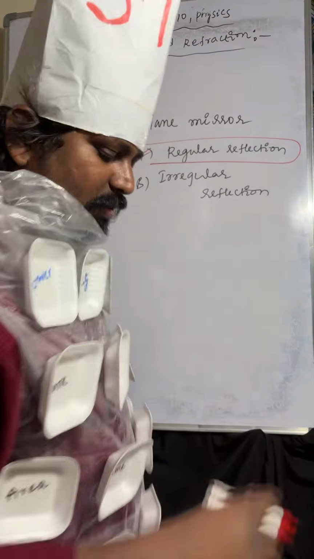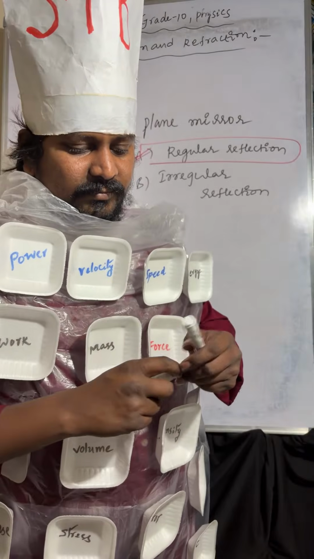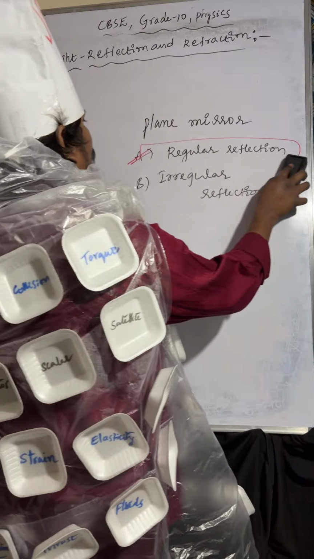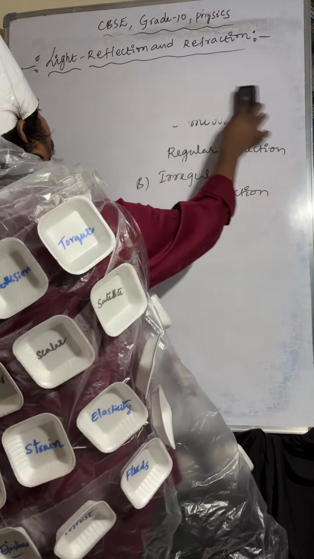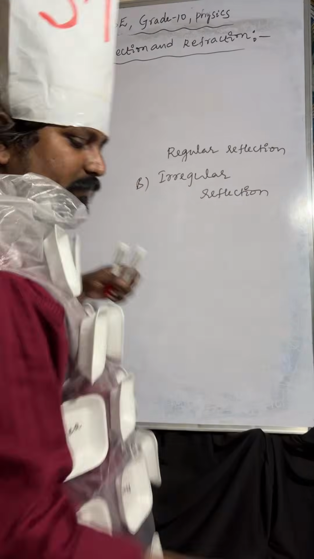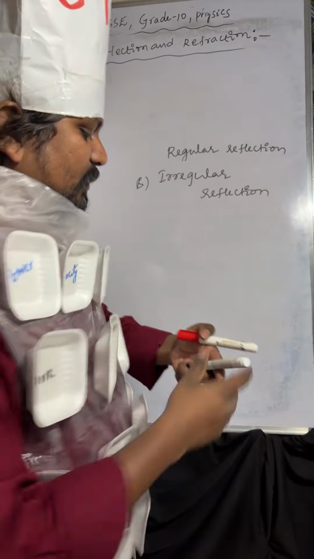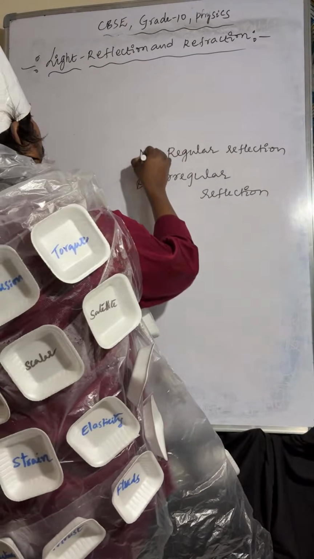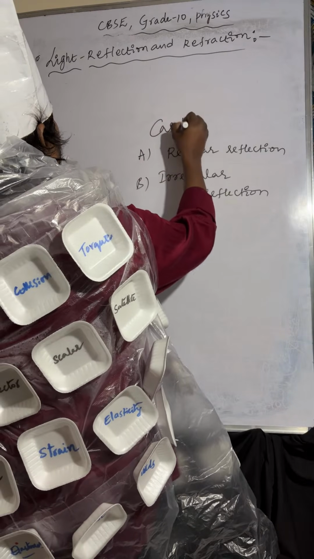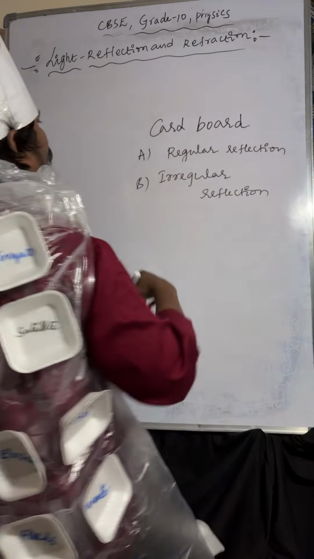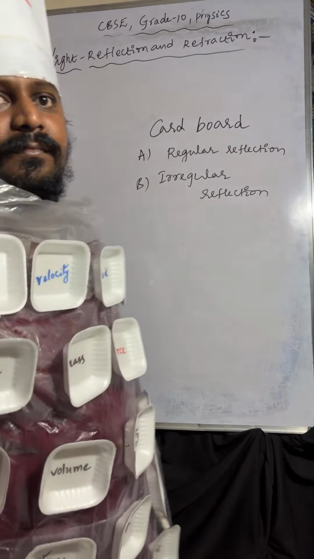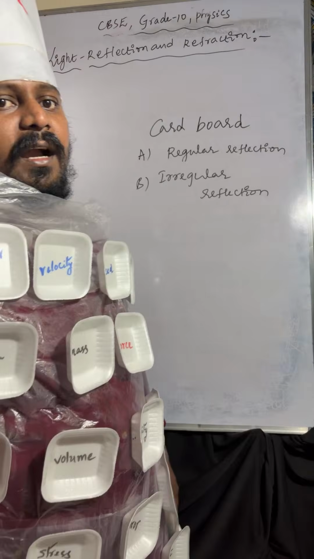Okay. So next one. Next question is cardboard. What type of reflection takes place on cardboard?